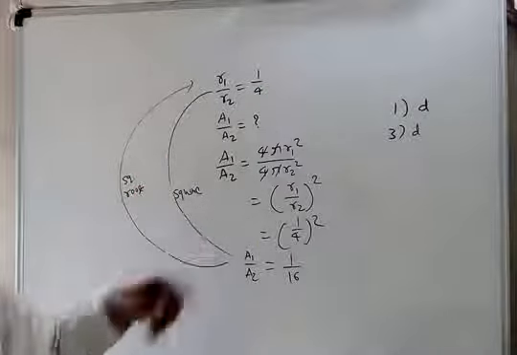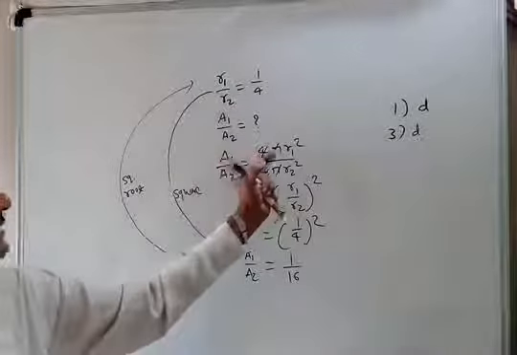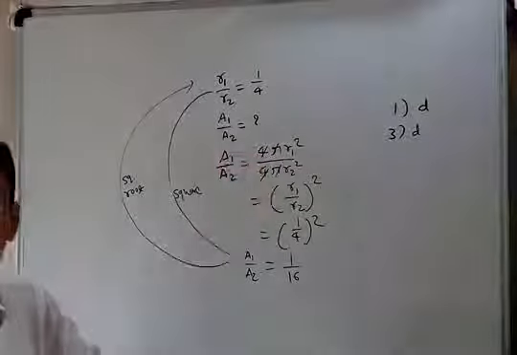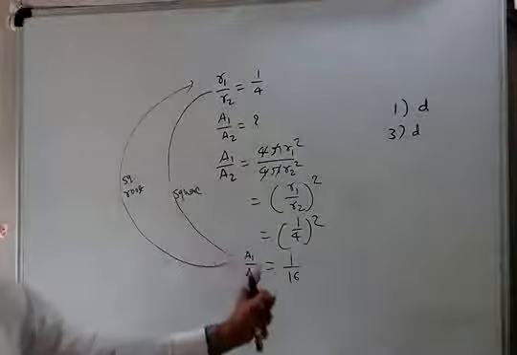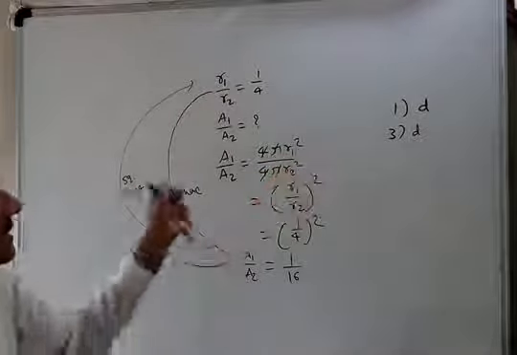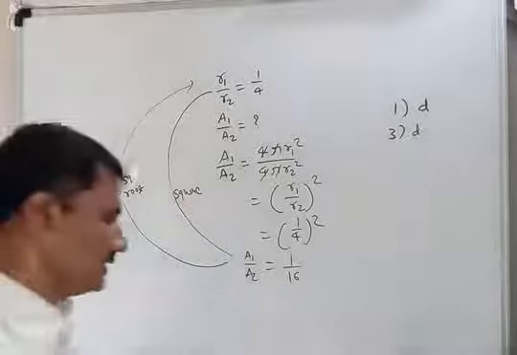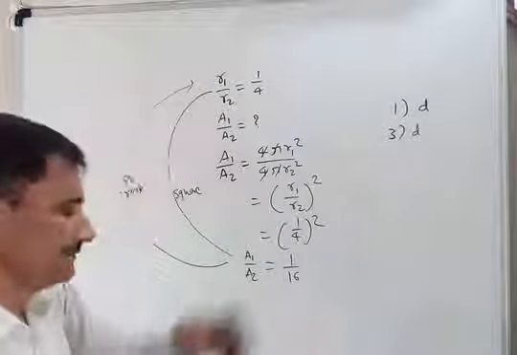So no need to do this work. What is the relation between radius and area? This is the relation. So directly make the square. Otherwise, if the area's ratio is given and the radius ratio is required, then just take the square root. So here the answer is 1:16.